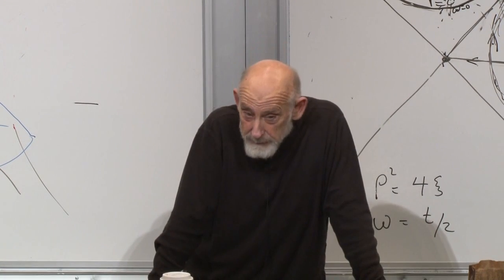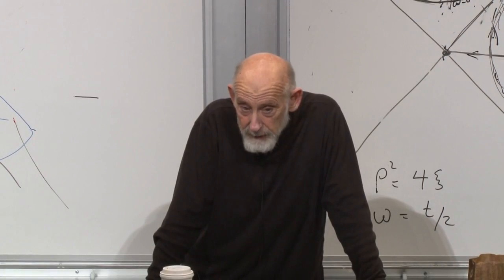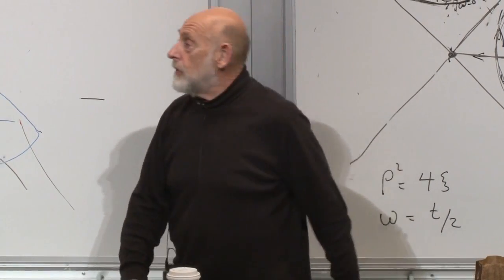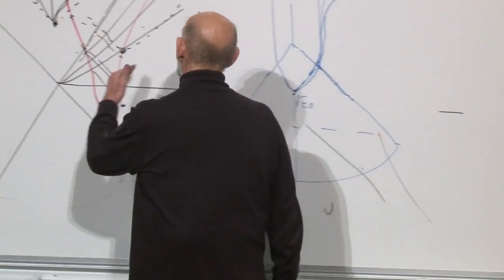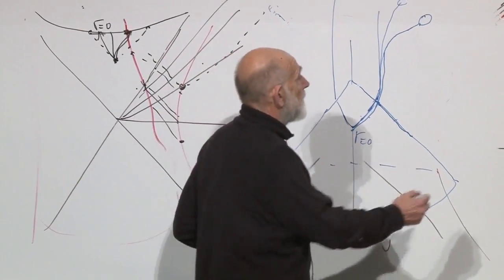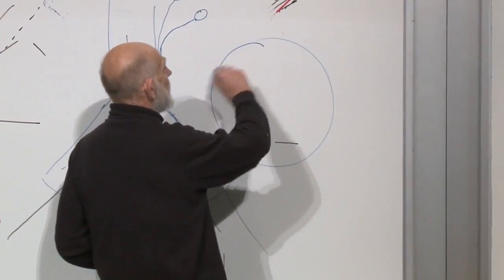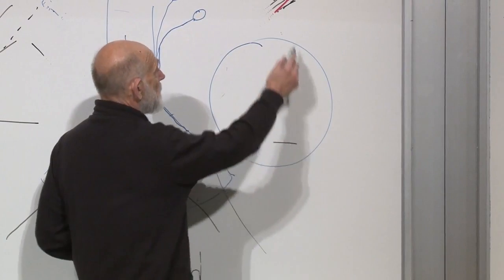Didn't you say light can't escape if it's inside 3GM? No, it can escape if it's moving radially outward. No. Here's 2GM, that's the horizon, here's 3GM.